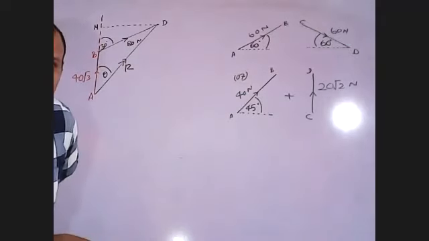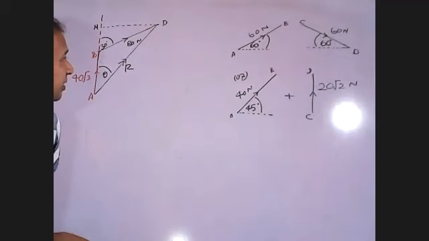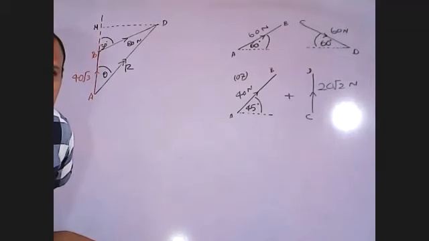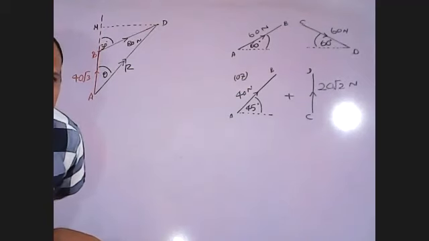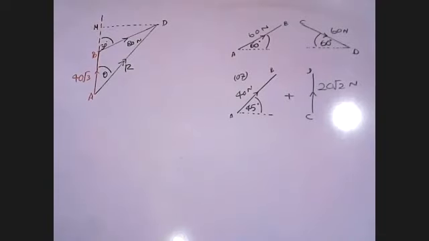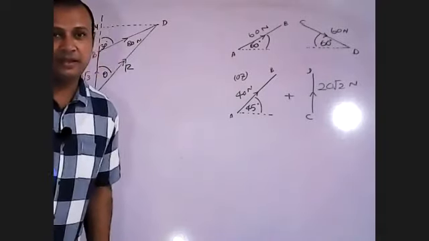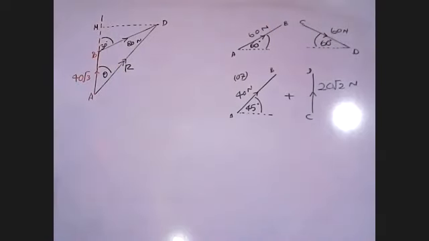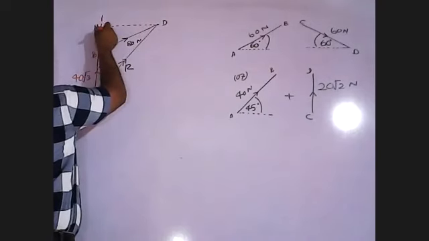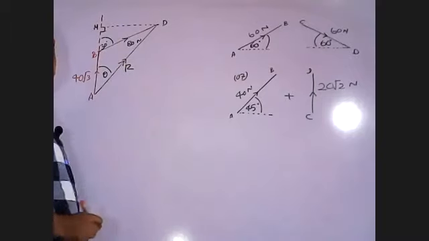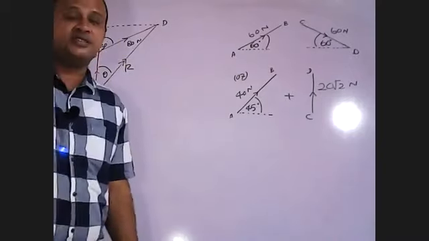Where is the right angle? Third one, fifth one, sixth one? You're asking about the fifth one? There's no right angle, you have to construct it. You have to draw a perpendicular from D to M. This is the right angle. This is a construction.